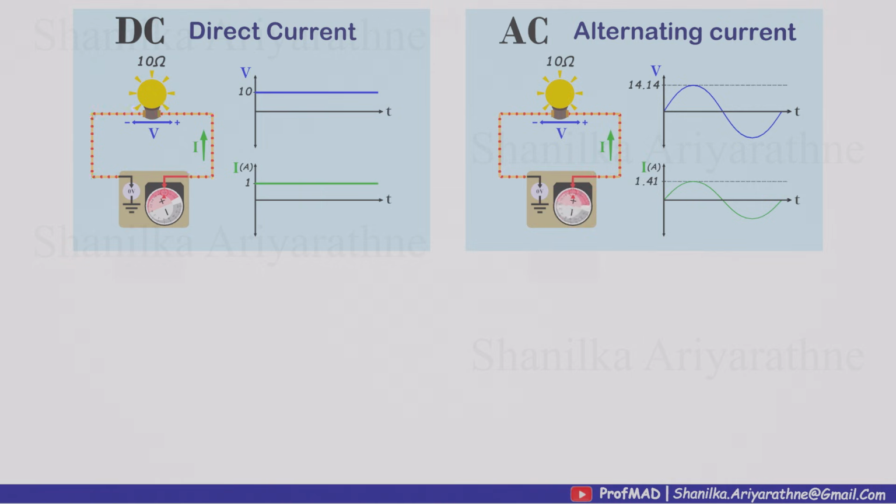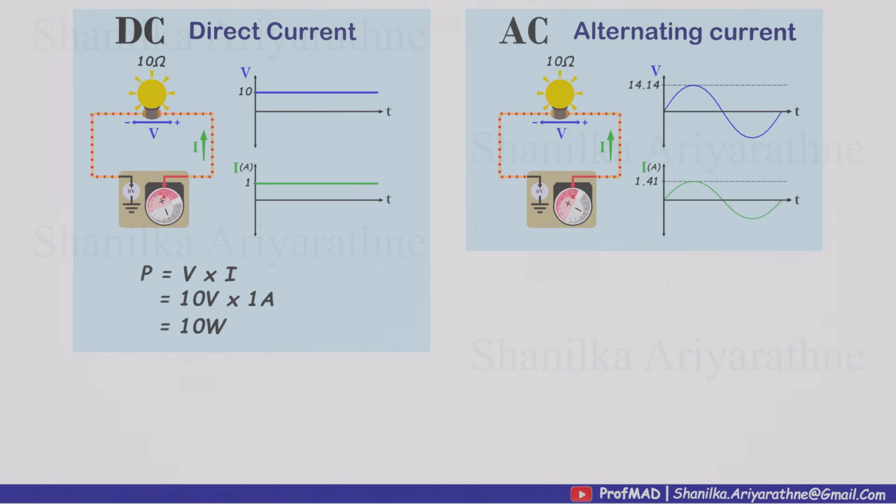Imagine two simple circuits, one powered by DC and the other by AC, both lighting the same bulb. Now let's think about power. In the DC circuit, it's straightforward. The voltage is constant and the current is constant, so the power at any moment is simply voltage times current. In other words, P equals V times I. Since both values are steady, the power is steady too.